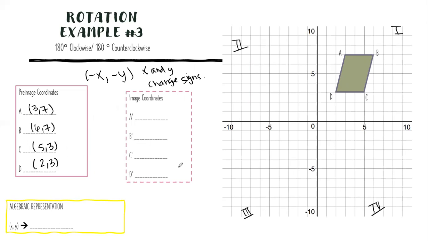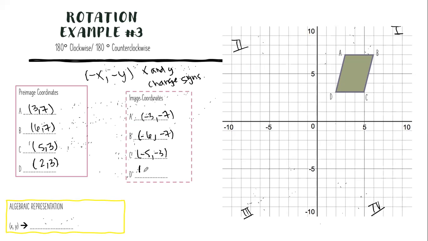Perfect. So A prime, Emily just told us, we just change the signs of x and y. It'll just be -3, -7. Perfect. So all of these just become the opposite signs. So B prime is -6, -7. C prime is -5, -3. And D prime is -2, -3. So we did not have to flip x and y. We only changed the signs.